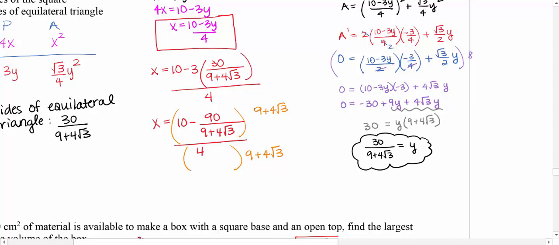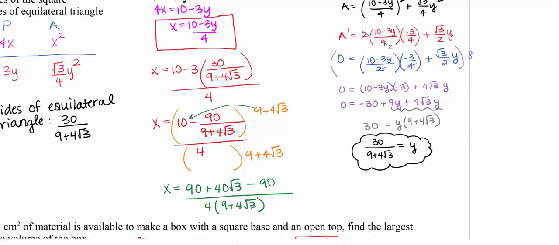So I'll distribute that. 9 plus 4 rad 3 times 10 would be 90 plus 40 rad 3. I do have to distribute that 10. And then I have minus just 90, because 9 plus 4 rad 3 divided by 9 plus 4 rad 3 will be a 1. So it's just 90 all over 4 times 9 plus 4 rad 3. And again, I don't usually multiply out denominators like that until someone tells me I have to. But what I'll notice in this case is 90 minus 90 adds to 0. And then I can divide 40 by 4.